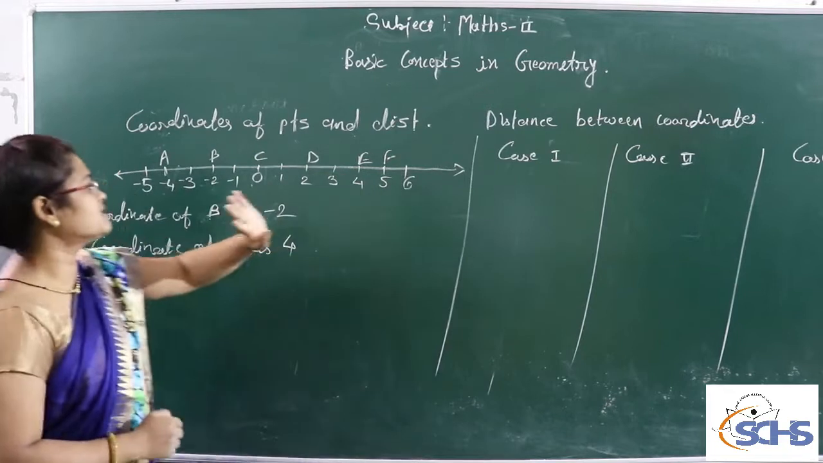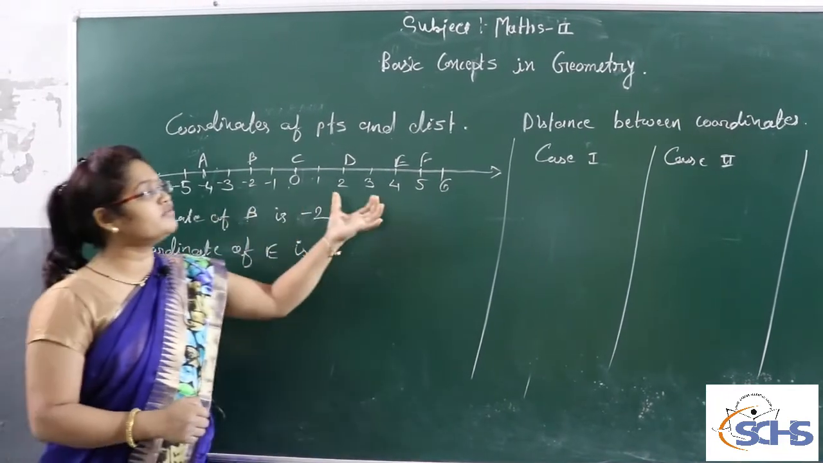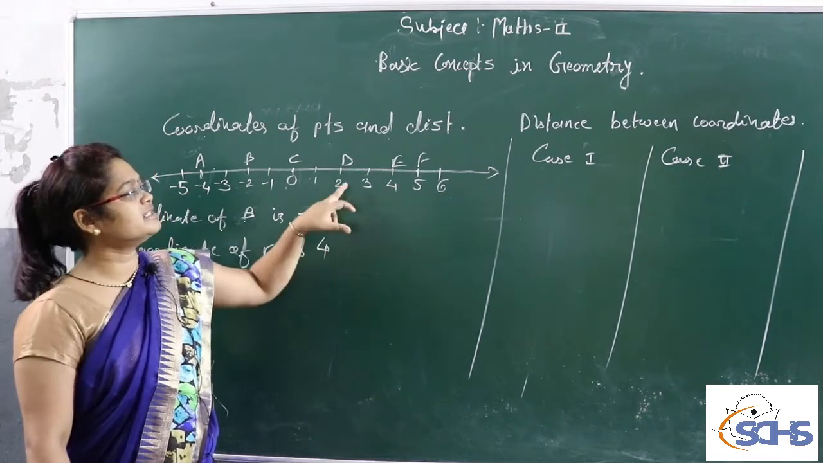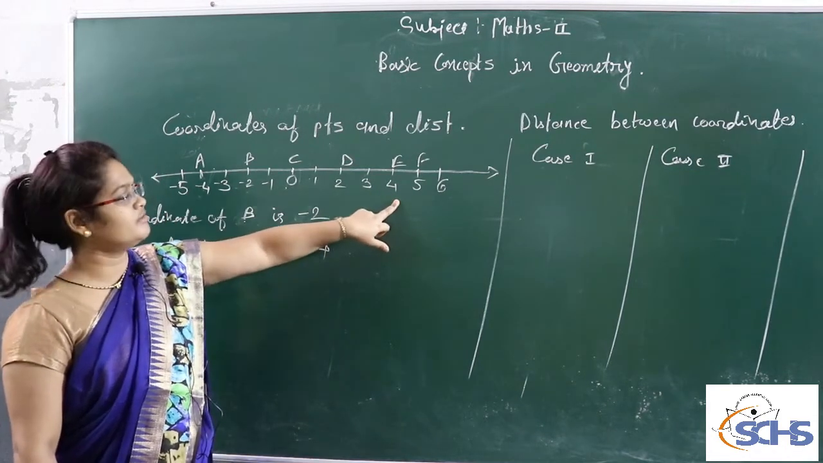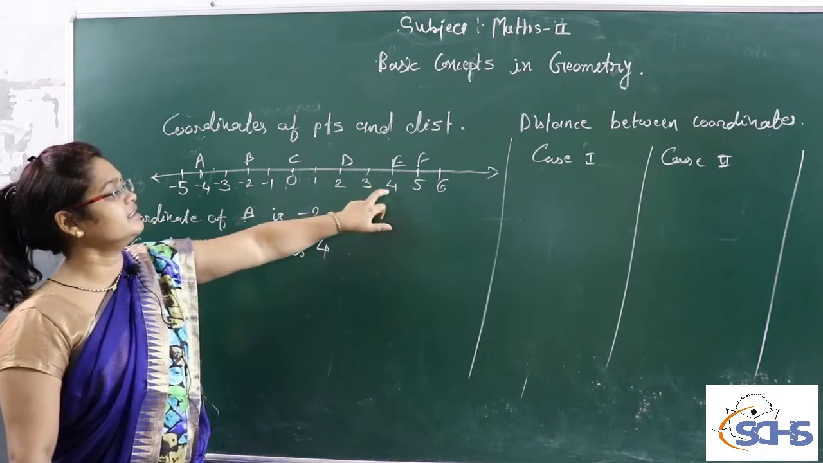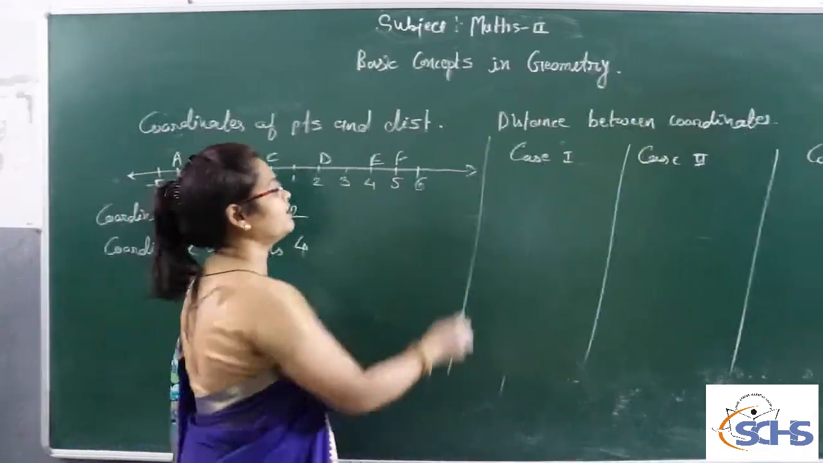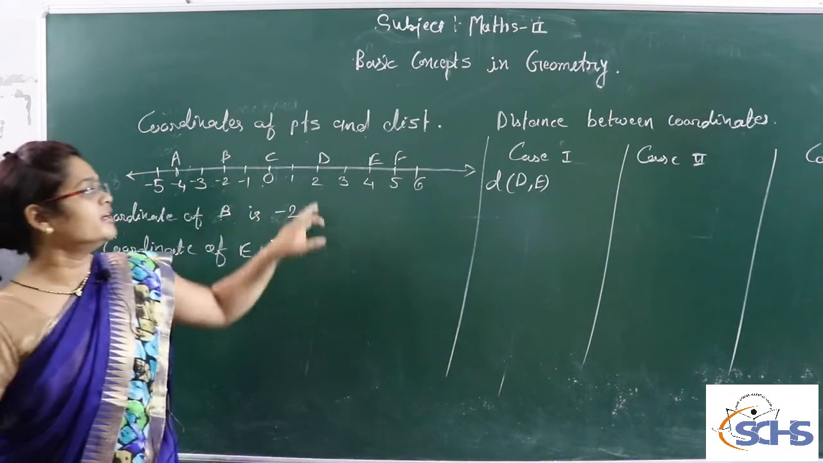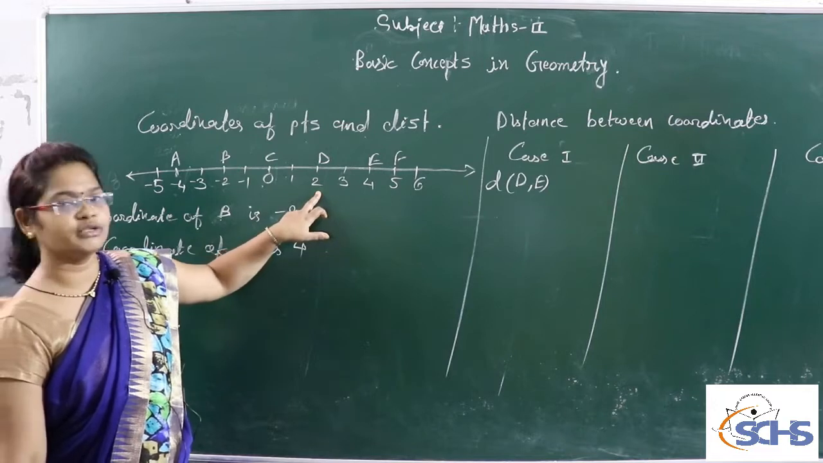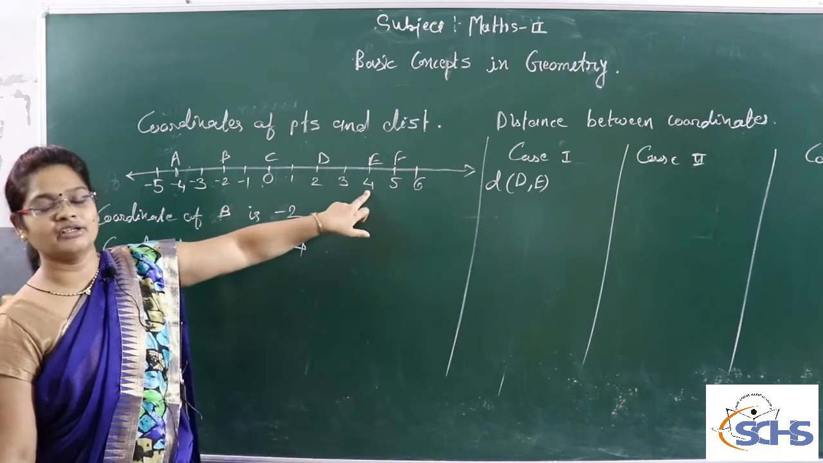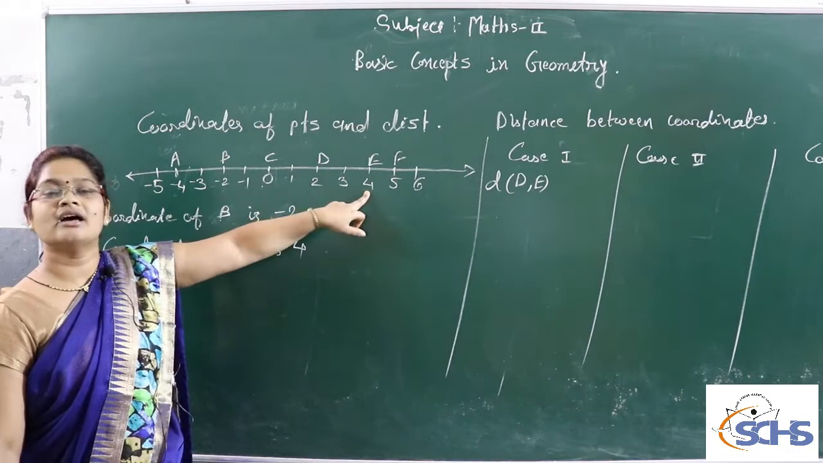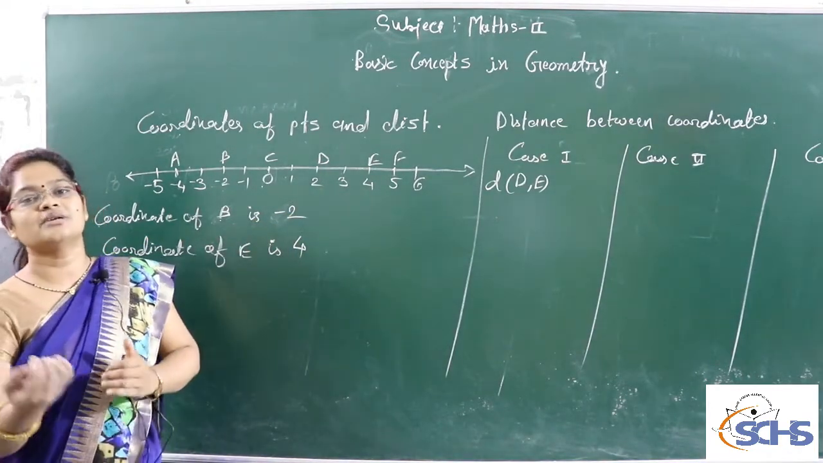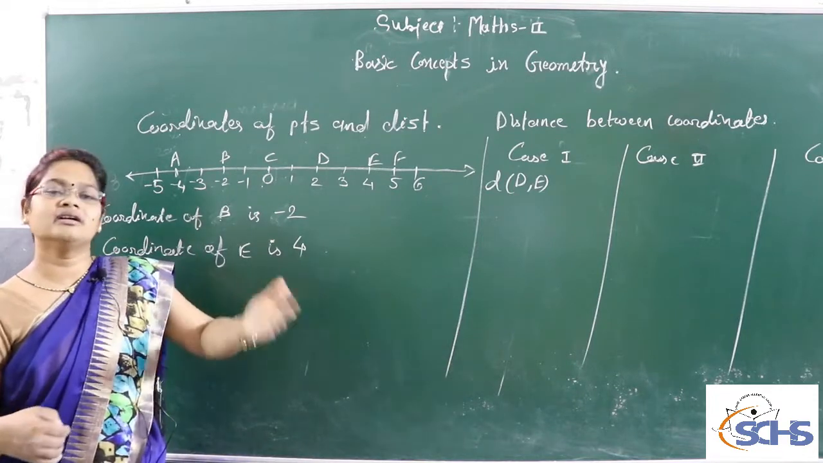So in the first case, we will find the distance between 2 positive coordinates. The 2 positive coordinates are 2 and 4. We have to find the distance DE. We know that the coordinate of D is 2 and the coordinate of E is 4. And what is the distance formula? To subtract the smaller coordinate from the greater coordinate.